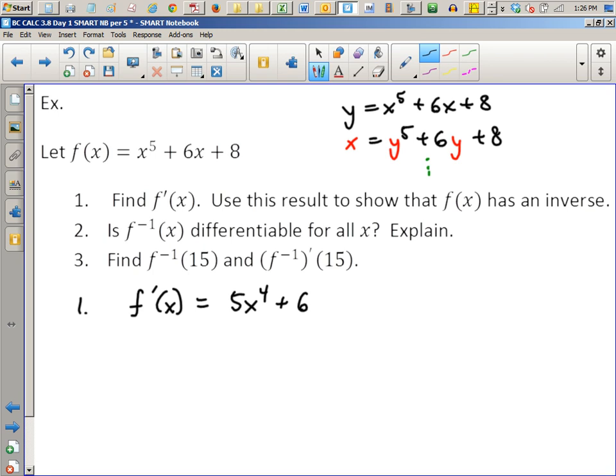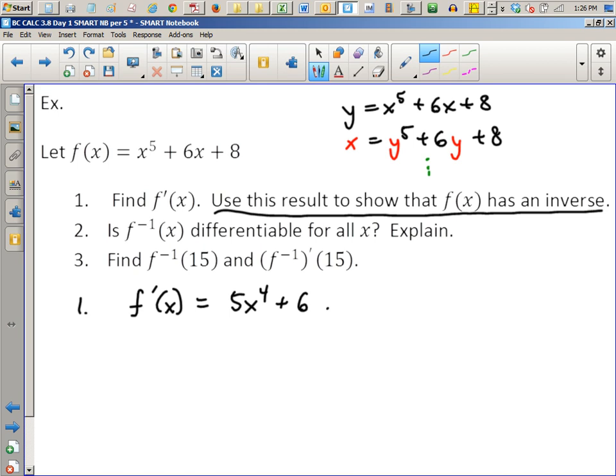You can see that the slope of all points on f is positive. It doesn't matter what x you give me. F prime is going to be positive. That means that f is always on the rise. It's always rising. The derivative is always positive. All right, so that's the clue here. It says, use this result to show that f has an inverse.